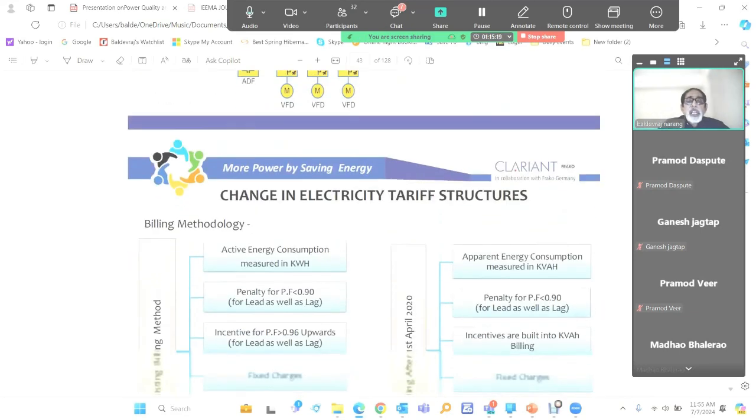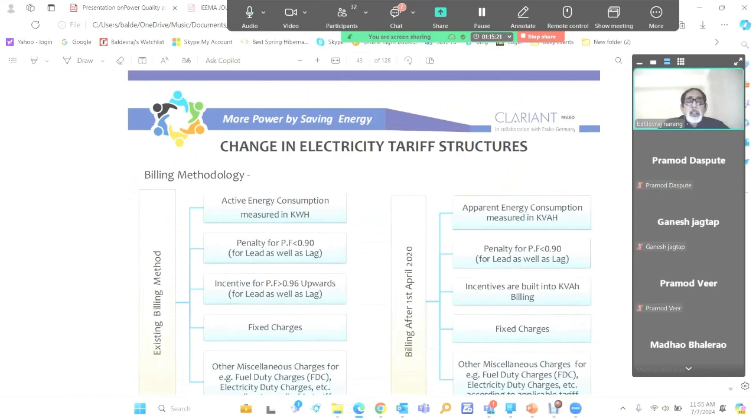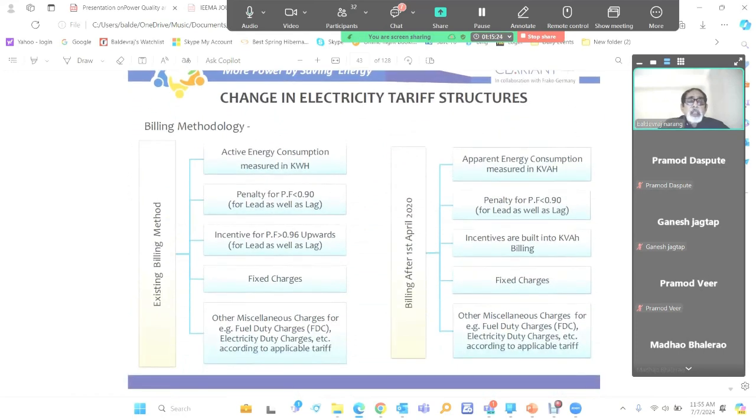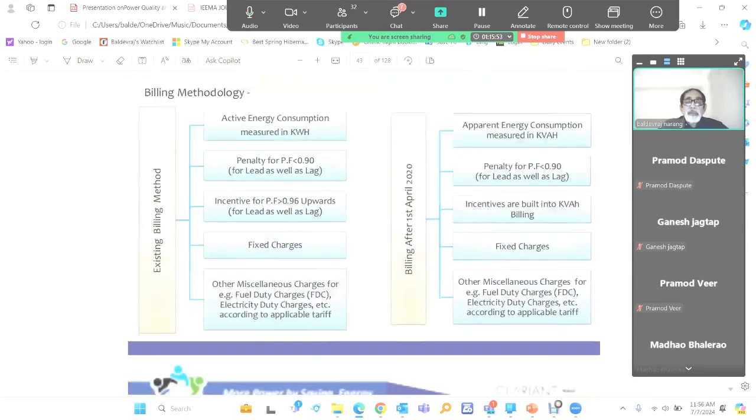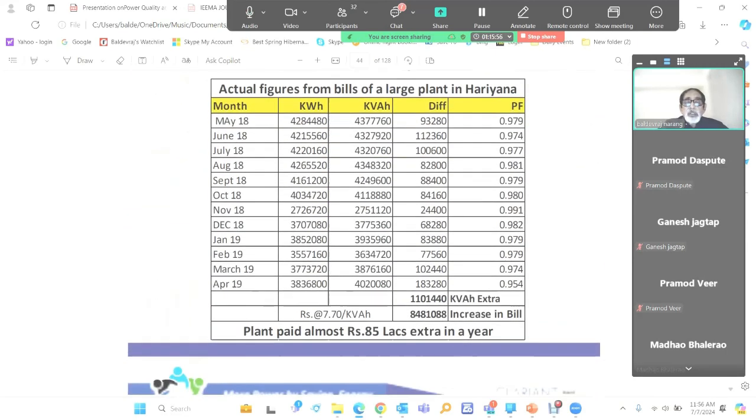So this kVAh tariff I had talked about earlier. Earlier kWh billing used to be there, and with kVAh, we have to maintain unity power factor round the clock to get the maximum advantage. Earlier it was an average power factor, maybe over a month average, suppose we were able to maintain 0.995 or something, we got the full incentive. But here, unless we are continuously maintaining unity power factor, some incentive is lost. So this is explained here.